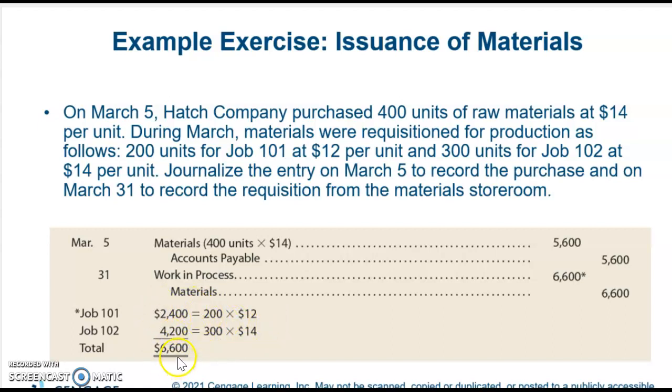We're going to add our total costs together. Debit work in process for the 6,600 and credit materials. So you may want to practice that and really familiarize yourselves with the journal entries for the purchase and then for the requisition of the materials.